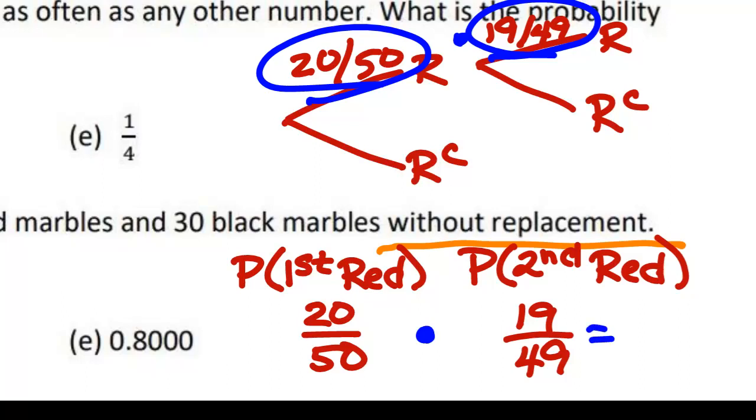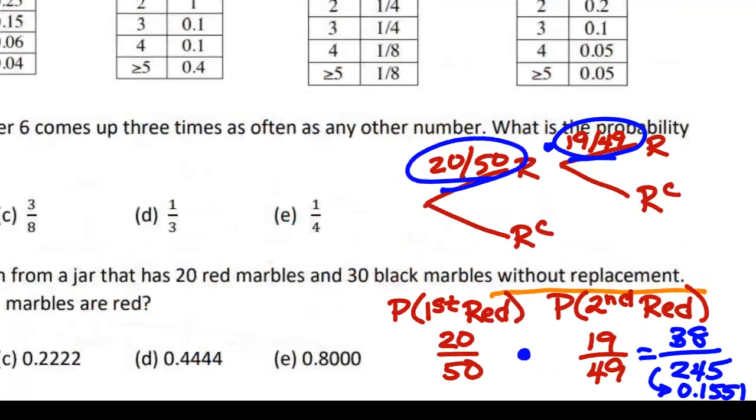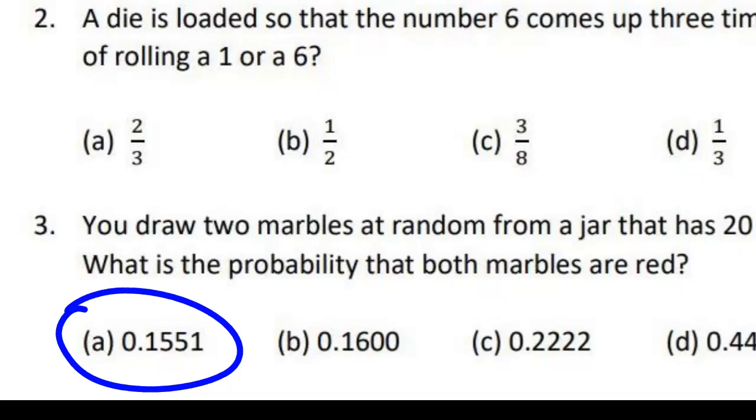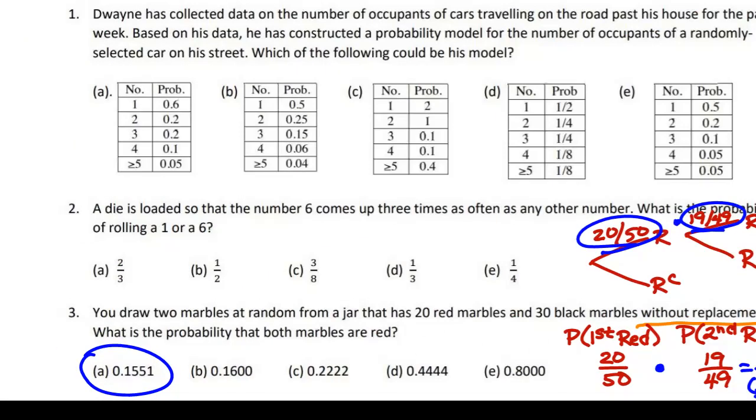I need to grab a calculator for this because I certainly can't multiply these in my head. So 20 out of 50, that one's not too bad. That's 0.4. Times 19 over 49. On my yellow calculators, it gives it back to me as a fraction. That'd be 38 out of 245 in its reduced form. But when I change that into a decimal, it's 0.1551. So option A would be correct. Do you understand how we got there?